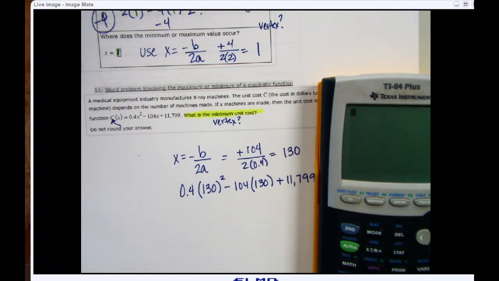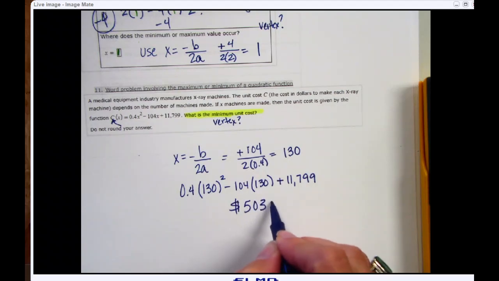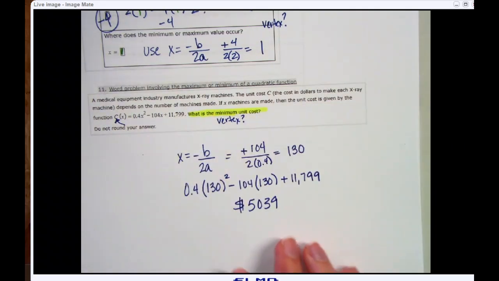So we've got 0.4 times 130 squared minus 104 times 130 plus 11,799. Oh, it's not so ugly. $5,039. This X-ray machine needs to cost at least $5,000 for them to start making money.